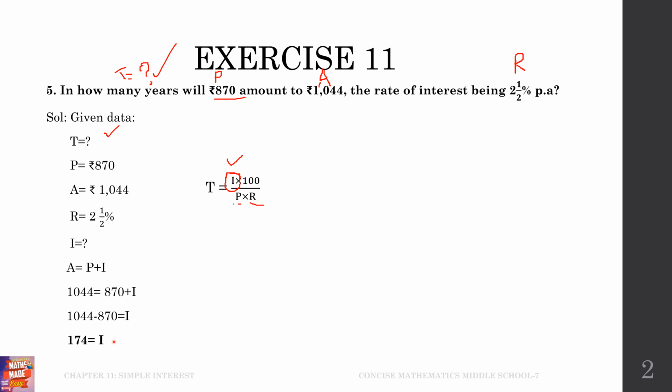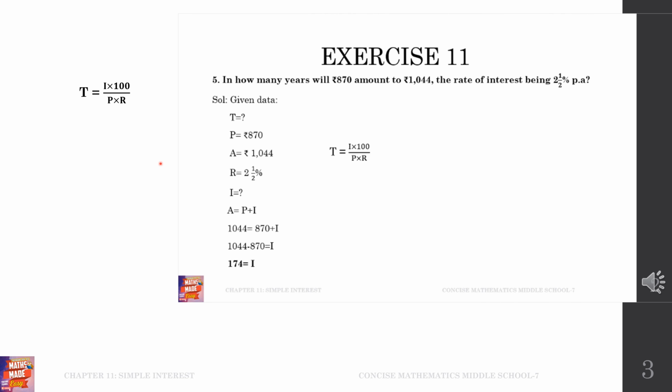So now we got the I value also. Now you can just substitute the values over here. Now just write down the formula and substitute these values. Time is 174 into 100 by 870 into 5 by 2. Here all these are integers, but only this one is a fraction, right? So you have to change this into an integer. For that you have to take the reciprocal of this 5 by 2. That means this 2 will go to the numerator.